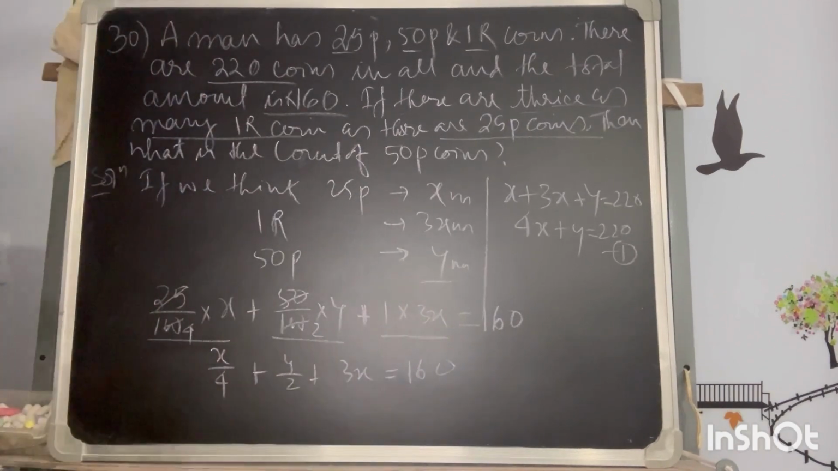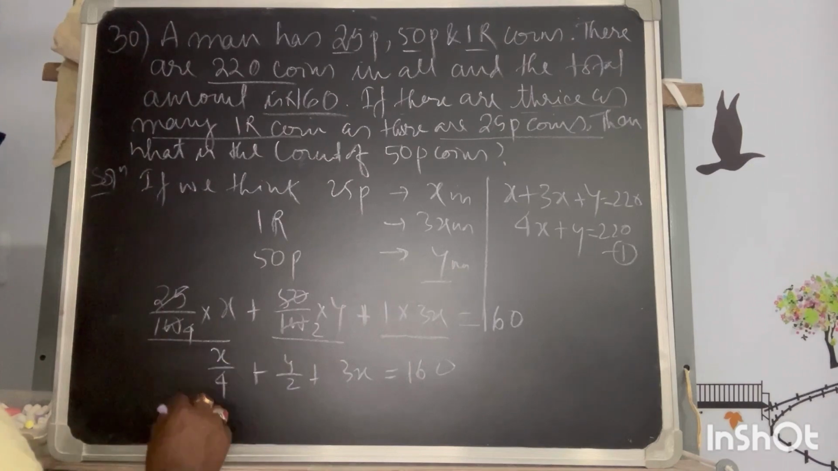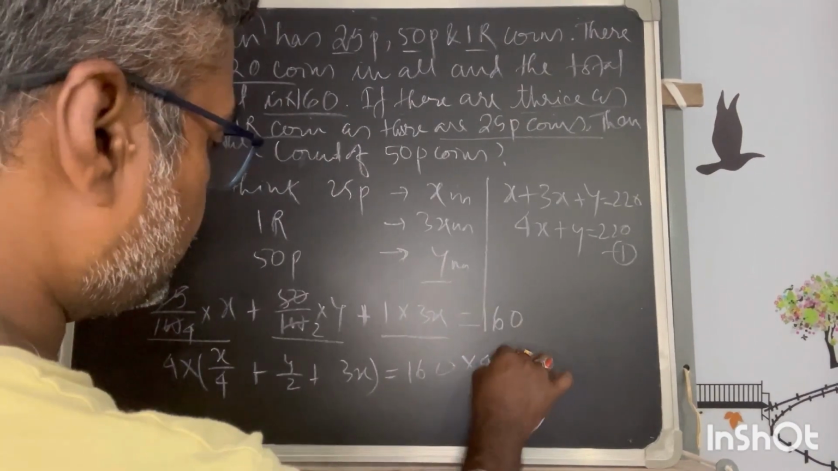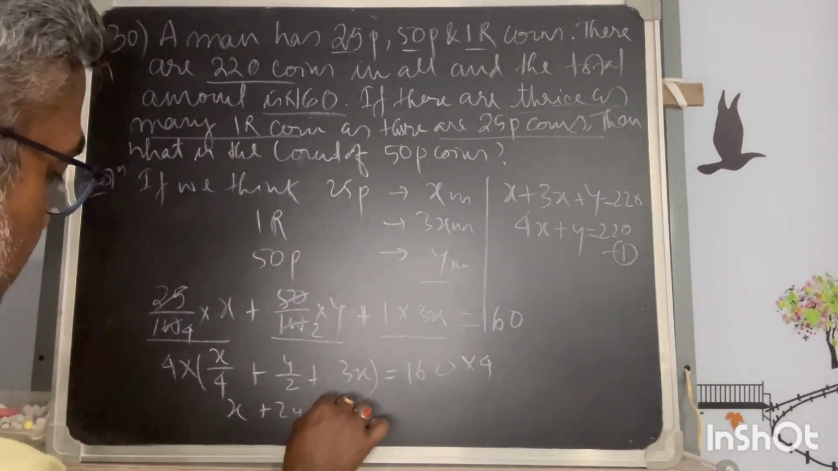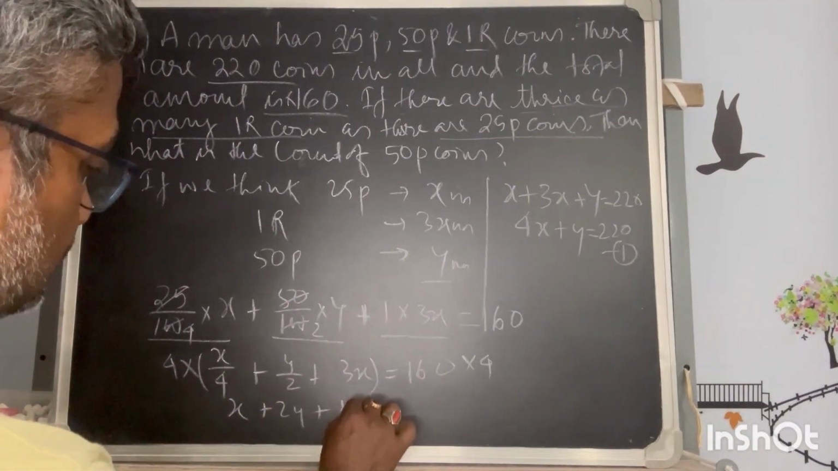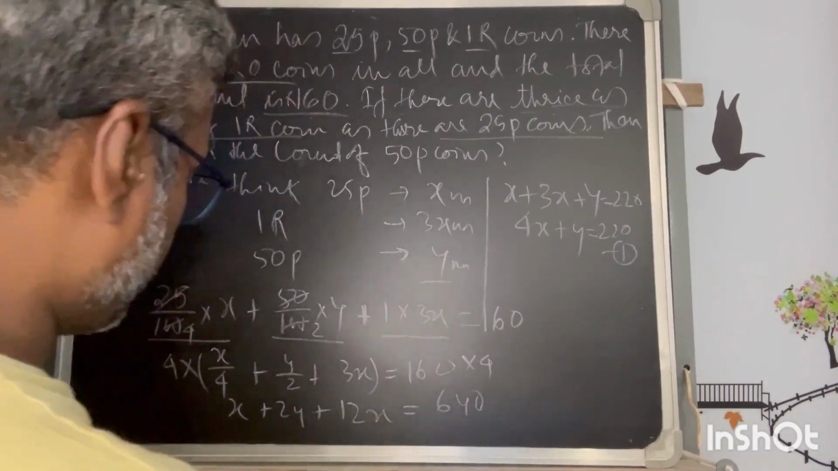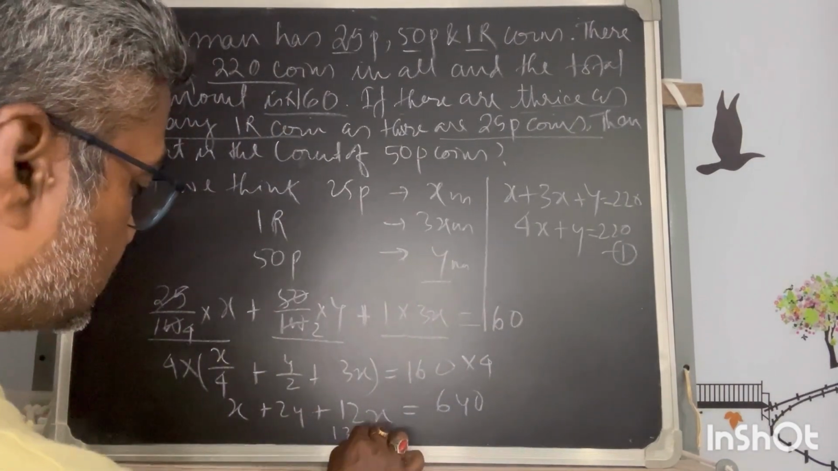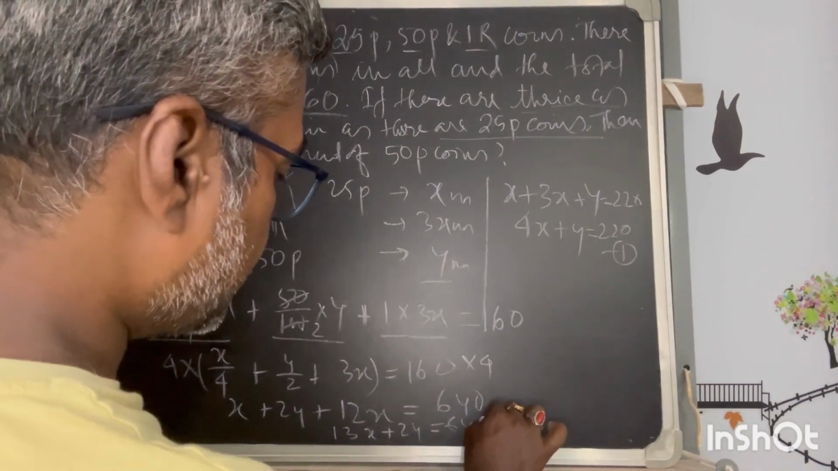If you simplify this, you multiply it with 4 on both sides. So what you will get is x plus 2y plus 4 into 3x, that is 12x, is equal to 640. So further simplification will give you 13x plus 2y is equal to 640. This will be your second equation.